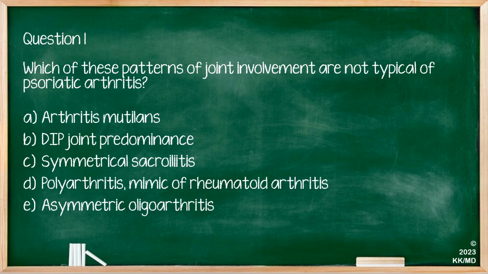So question 1 is, which of the patterns of the joint involvement are not typical of psoriatic arthritis? A. Arthritis mutilans. B. DIP joint predominance. C. Symmetrical sacroiliitis. D. Polyarthritis, mimic of rheumatoid arthritis. E. Asymmetric oligoarthritis. If you remember, we discussed in the first few slides that symmetric sacroiliitis is not really associated with psoriatic arthritis, whereas the options A, B, D, and E are quite typical of the disease.